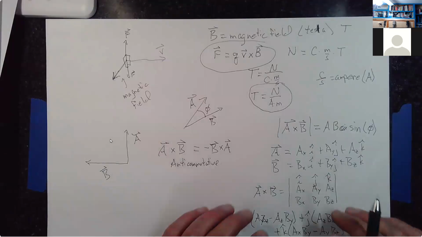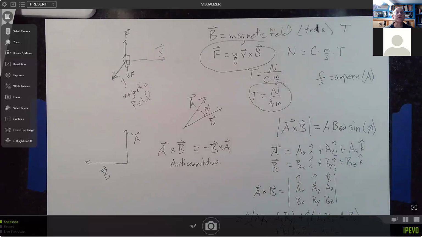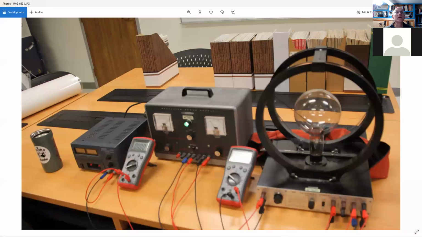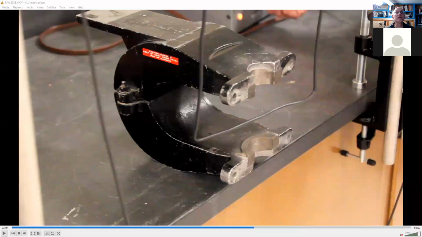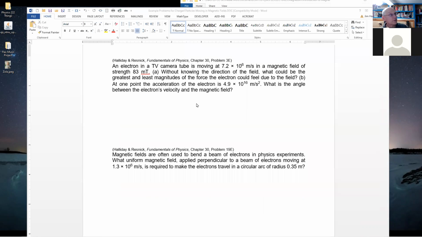Now, I want to take a look at just a few example problems here that maybe won't need this. We'll stay on screen 2, which is what we are looking at. But I'll get off of this for the time being and close out this and close out that. Holy cow. There we go. All right, here's the first problem.